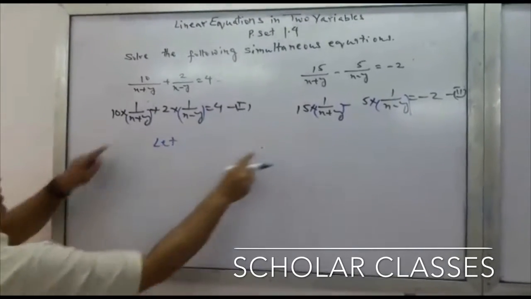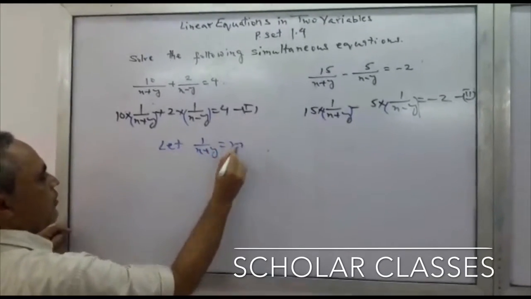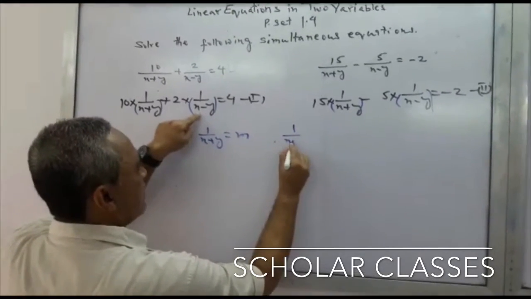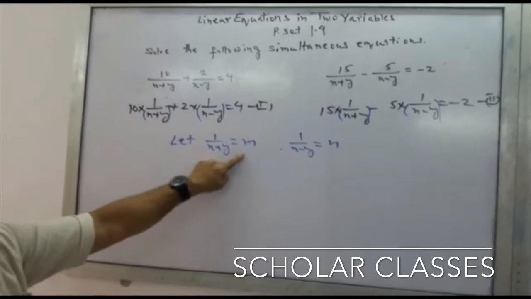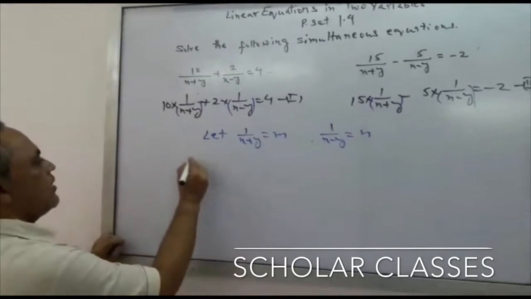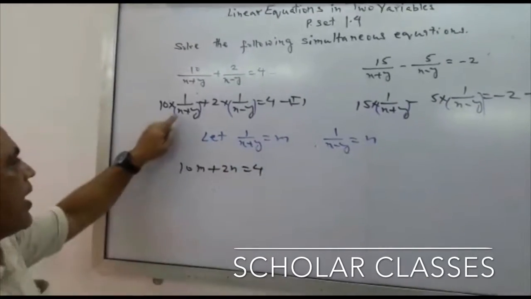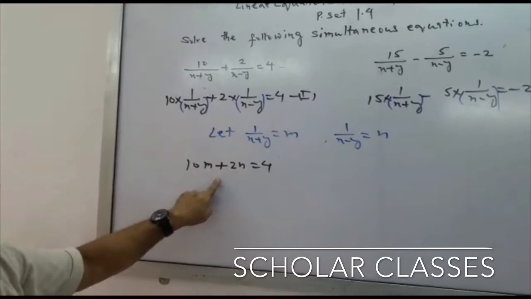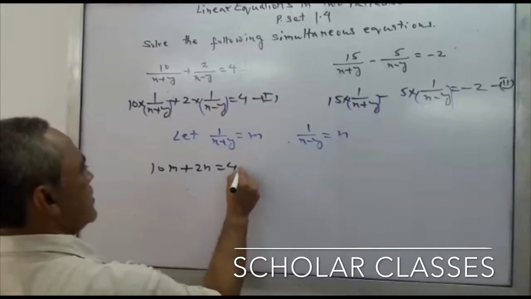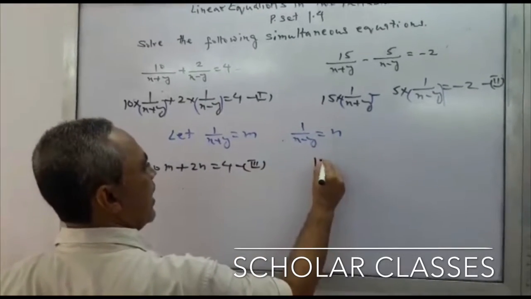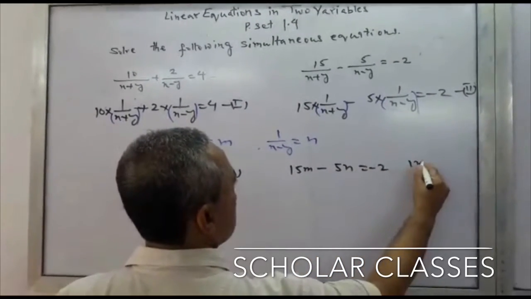Now let 1 upon x plus y be equal to m and 1 upon x minus y be equal to n. Now substitute m in place of 1 upon x plus y and n in place of 1 upon x minus y. So it will become 10m plus 2n is equal to 4. This is our equation number 3. Now 15m minus 5n is equal to minus 2. This is equation number 4.